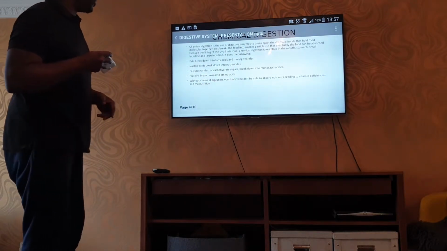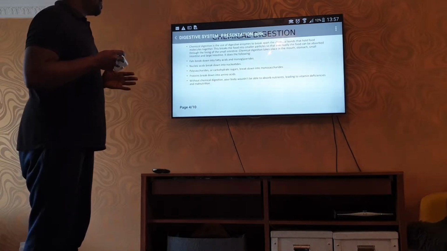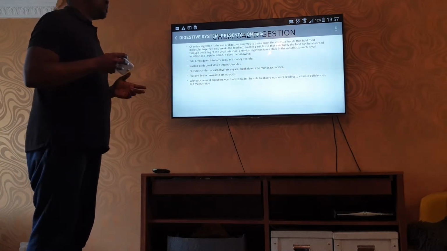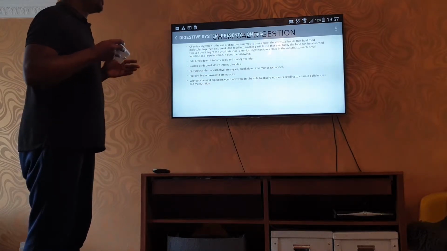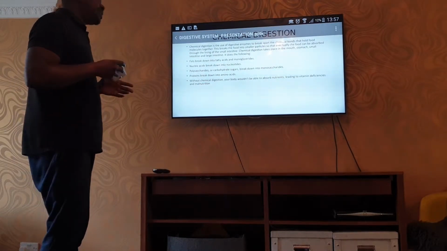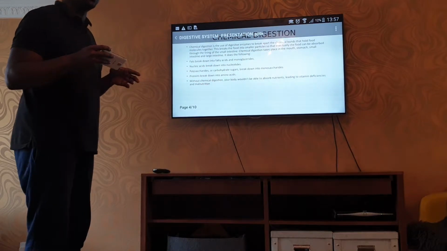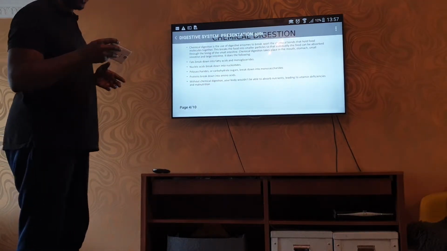Without chemical digestion, the body wouldn't be able to absorb nutrients. This will lead to deficiency in vitamins and also cause malnutrition.